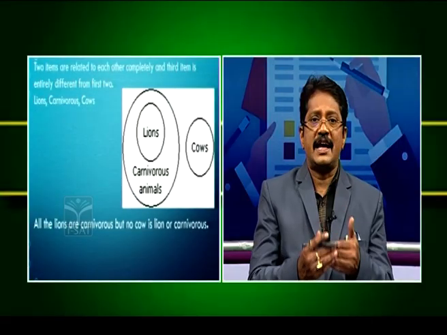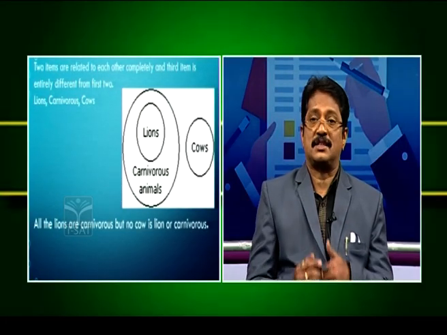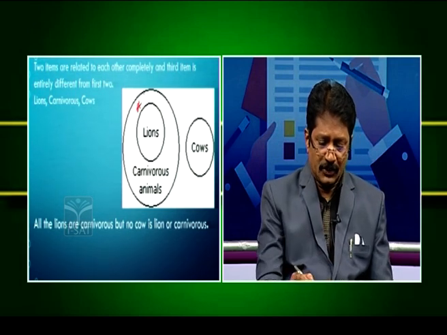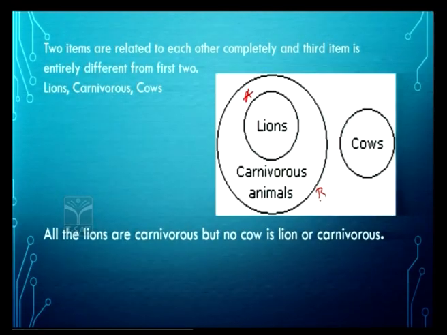If you consider lions as a set, the lion set is a subset. So, if you say lions as A, for example, and carnivorous animals as B, then you can say the relation as A is a subset of B, correct? A is a subset of B.